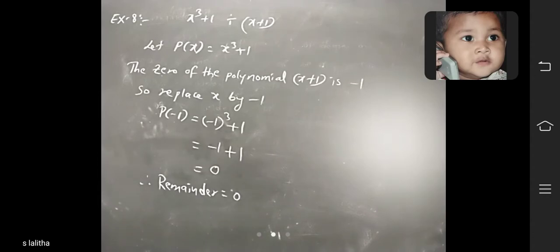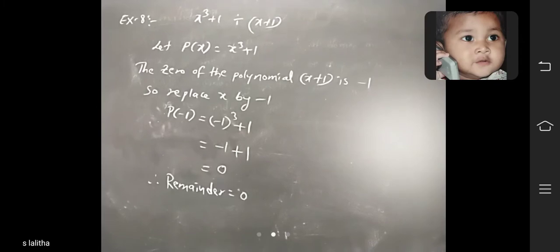Now x plus 1 is a factor of x cube plus 1. Okay, why? Because here the remainder is 0 now. That's why x plus 1 is a factor of x cube plus 1.